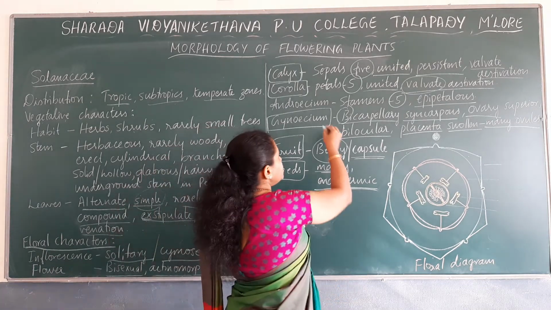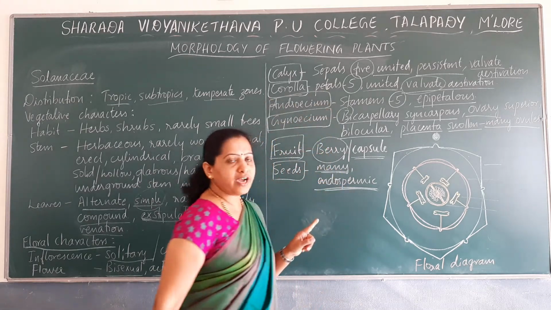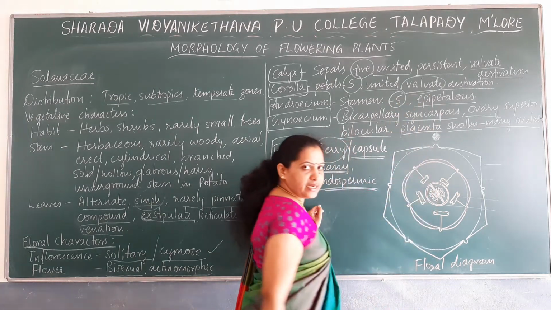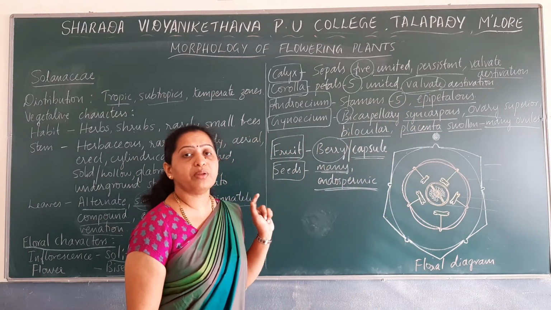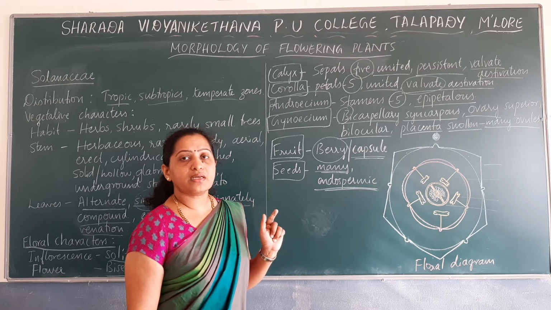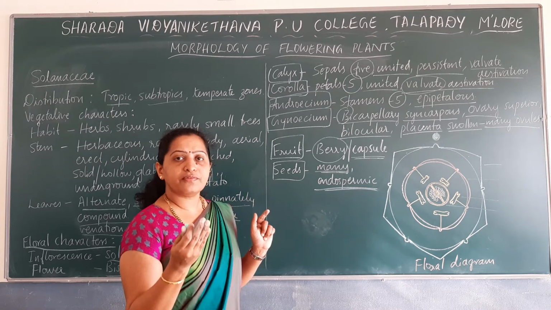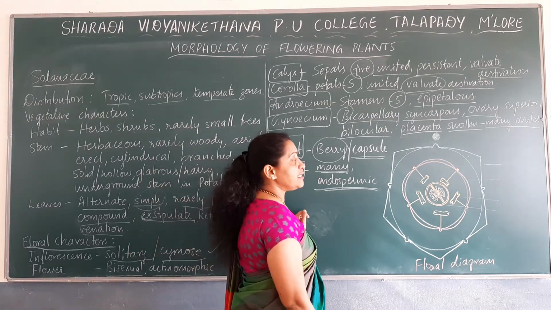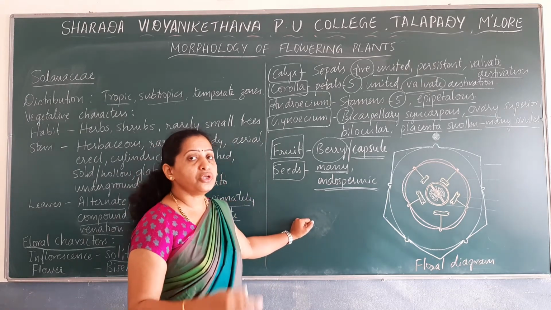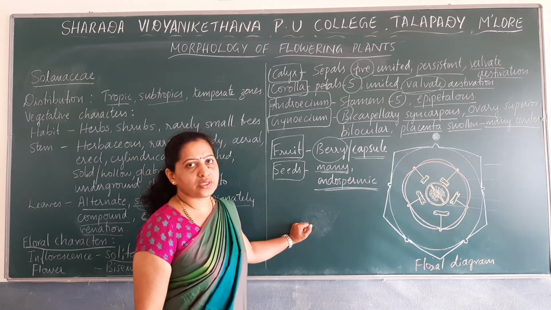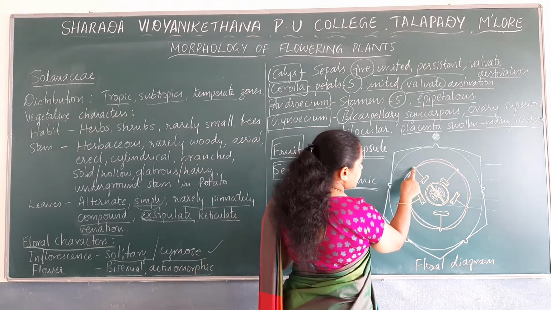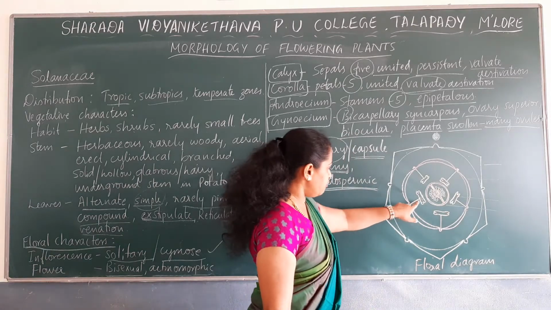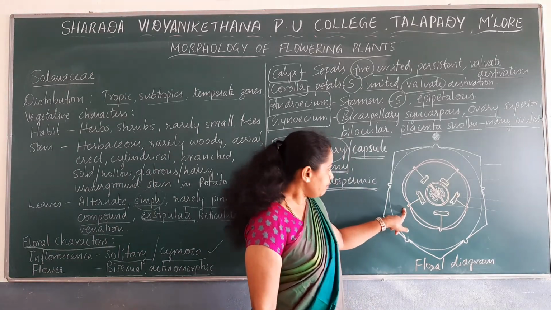Then androecium. How many stamens are present? 5 stamens. And how are the stamens present here? It is epipetalous. What do you mean by the term epipetalous? Epipetalous condition is the fusion of stamens with the petal. Stamens are united to the petal. Usually the filaments are attached to the petals. In the diagram it is shown that the filaments are attached to the petals.